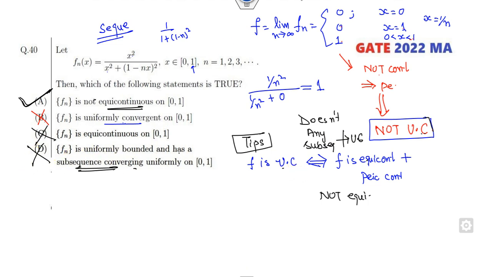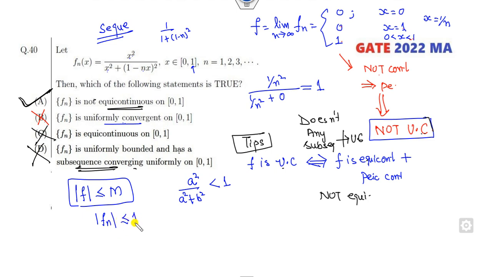And what about bounded? Is it bounded? How can you check it's bounded? You have to check whether it's less than a finite value or not. Fine. That is true because we all know the limit of a square plus b square is always less than 1. So you can see this is my a, this is my a. So clearly this is always less than 1. It means this is bounded. That's fine because I take the absolute value. It is uniformly bounded, but it does not have a subsequence. So the right answer is only A.